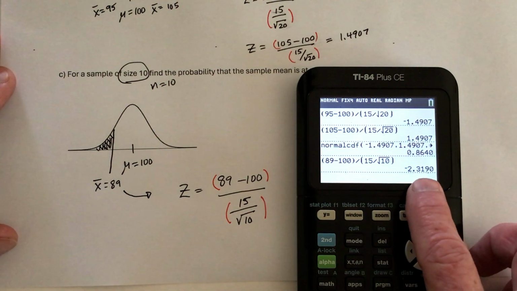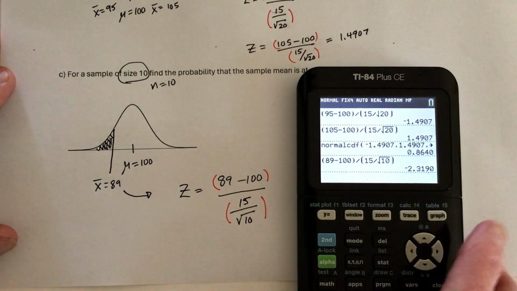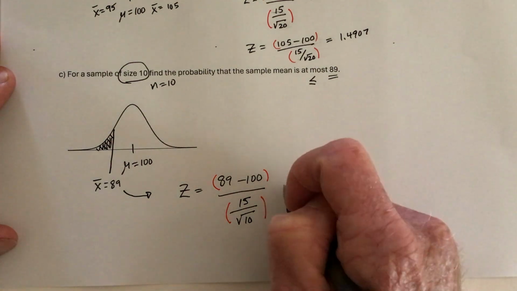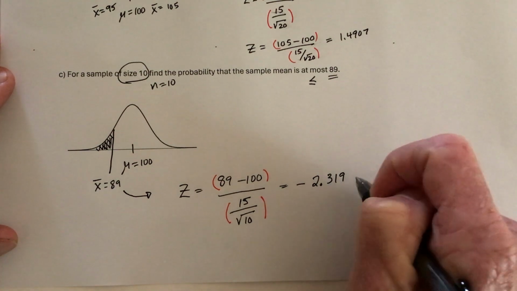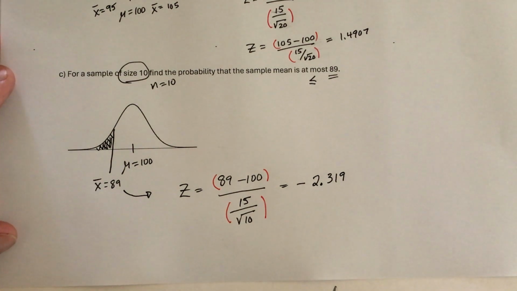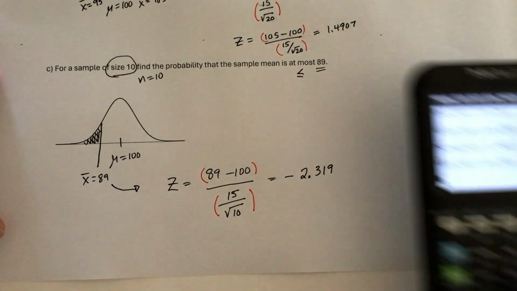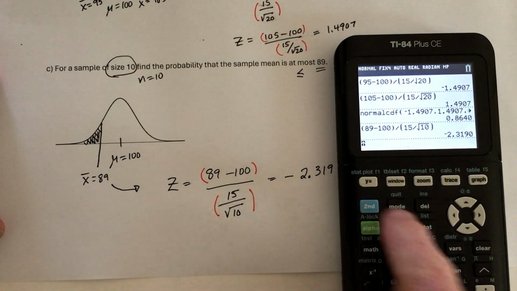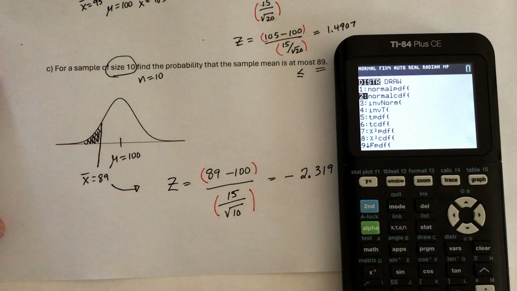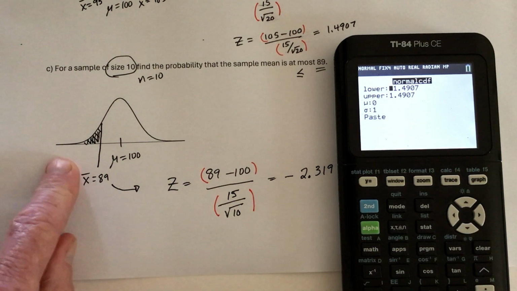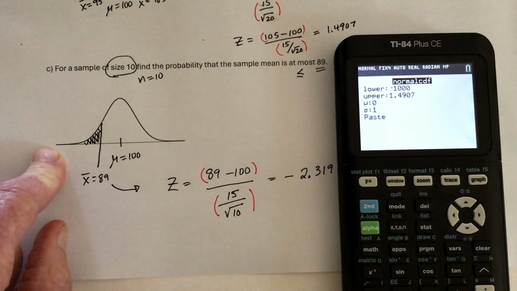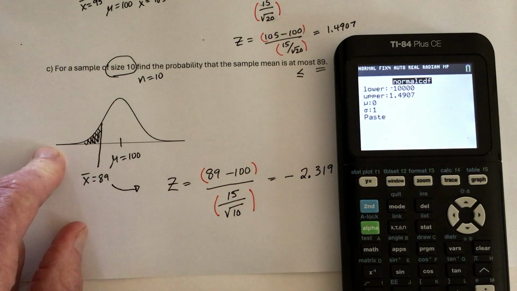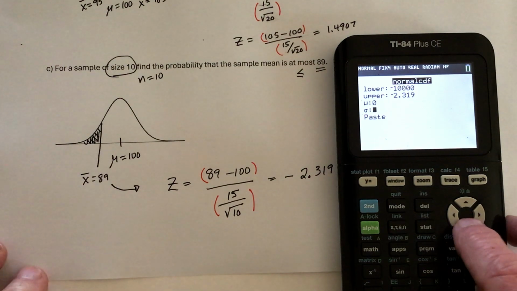So z equals a negative 2.319. It had a 0 at the end, but that doesn't add anything to it, so you can just have it like that. And then use the normal distribution again. So this is going to go from the lower, which is way over here at like negative 10,000, until it gets to negative 2.319. And then just leave this as 0 and 1.